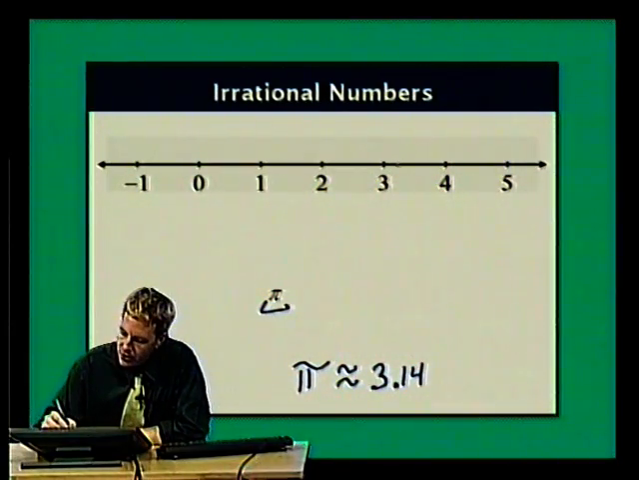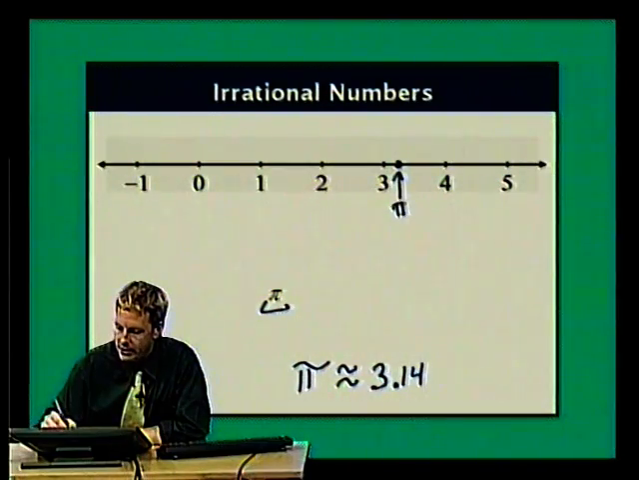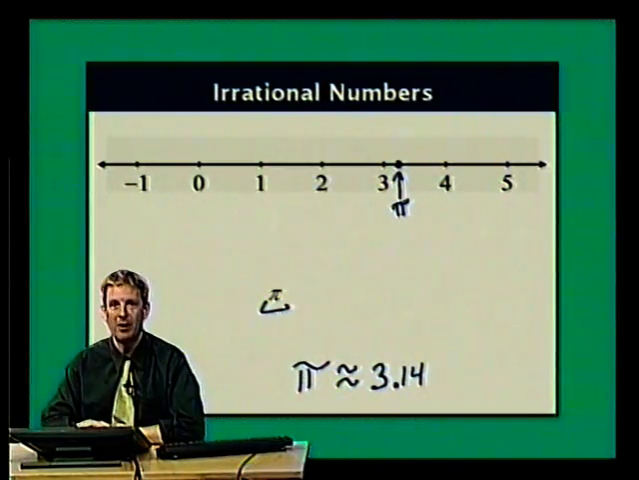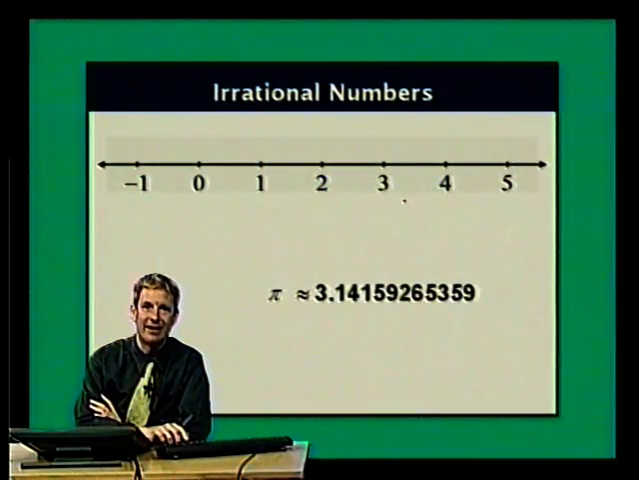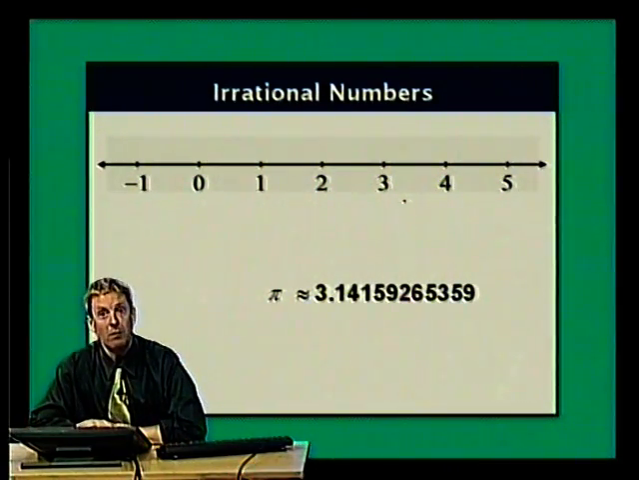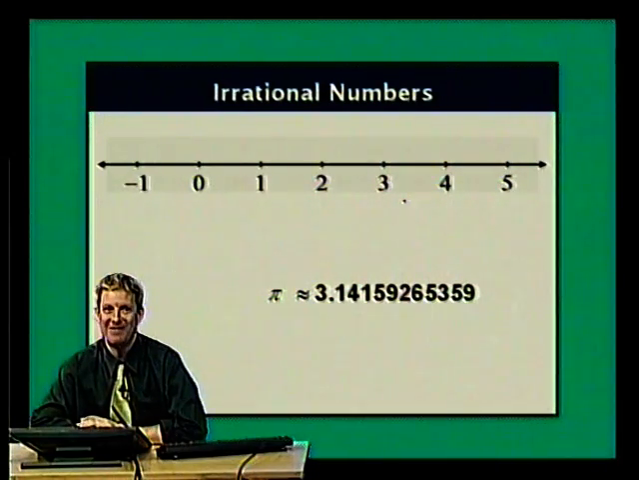So a little bit to the right of 3 on our number line is a point that's associated with the number pi. I checked it out on my calculator before this lesson, and with a lot more digits, pi is approximately equal to 3.14159265359.